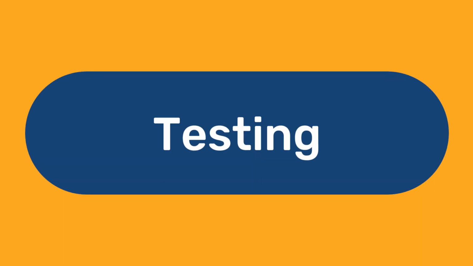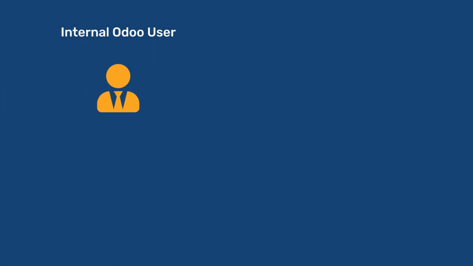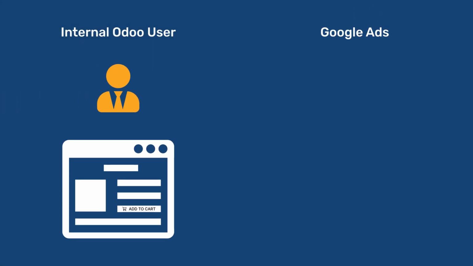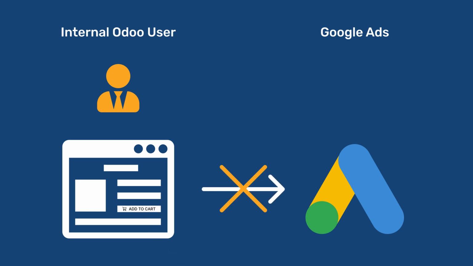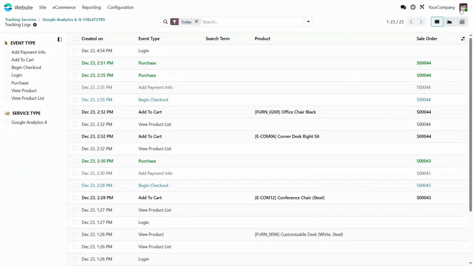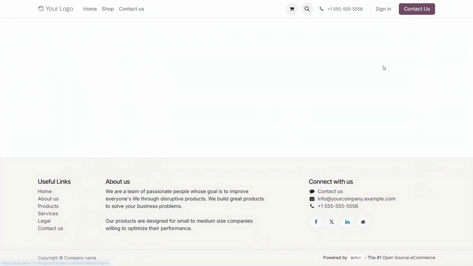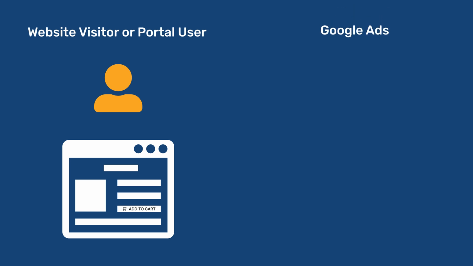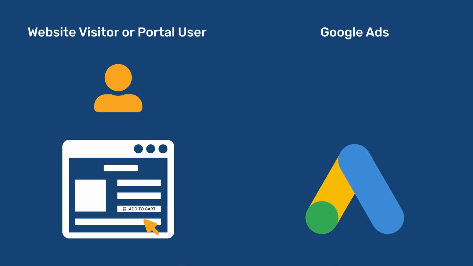Testing. There are several ways to check Google Tag integration. The first important point to know before testing is that the Google Tag doesn't send tracking data about the website activity of internal Odoo users. You need to log out of the system or use a different browser, since testing requires you to be a website visitor or a portal user.